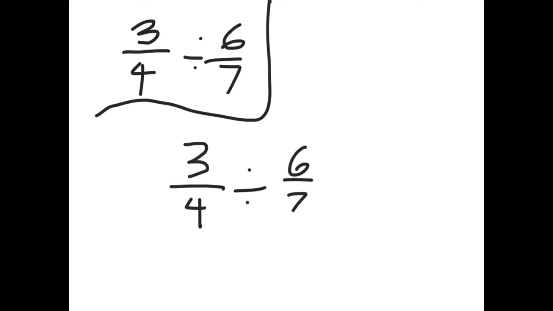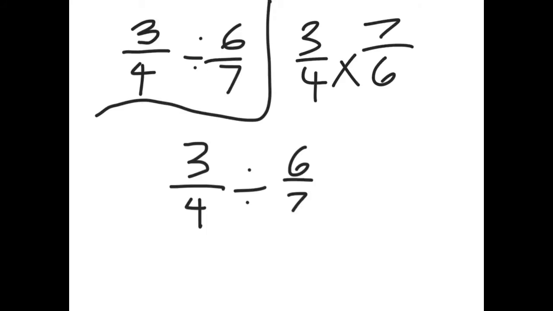The first thing you do is keep 3/4 the same and flip 6/7. So then it becomes 3 over 4 times 7 over 6. And then you see if you can cross anything out, and you can cross 3 out to become 1 and 6 out to become 2. And then your answer should be 7 over 8.